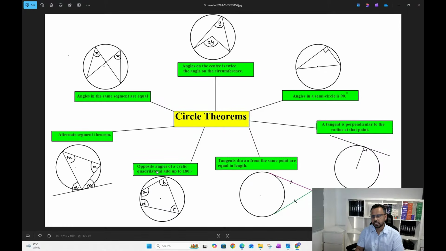Opposite angles of a cyclic quadrilateral add up to 180, which is what this question is about. And finally, the alternate segment theorem: this is equal to that, that is equal to this. Yeah?